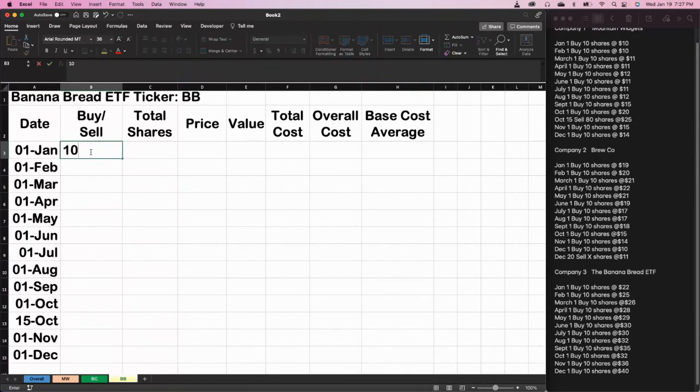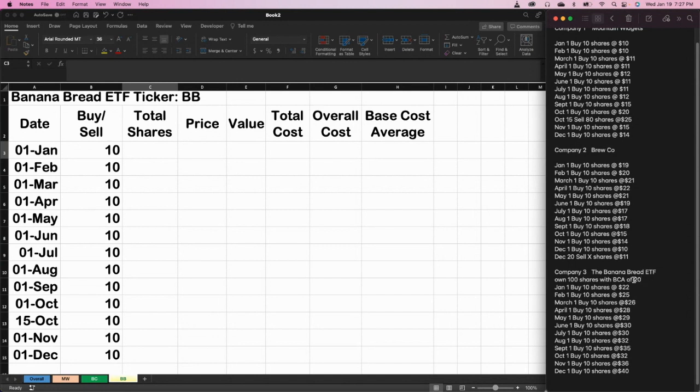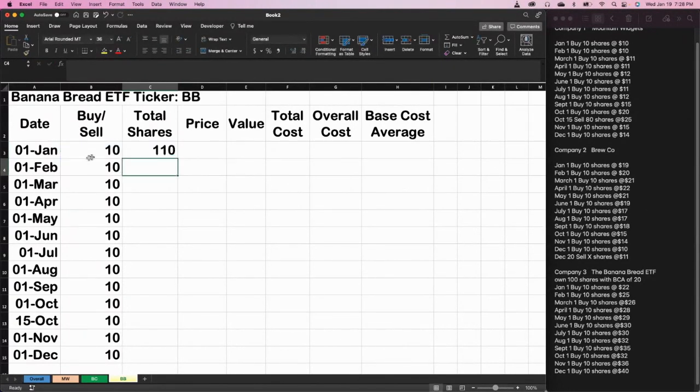We got our banana bread ETF. Well, first of all, let's buy our 10. Let's get our 10 for each of these months. We have a base cost average of $20 on 100 shares already. In this case, carrying over from the previous month, we would of course reference the cell, but we don't have it for this example. So we're just going to say our total shares is equal to 100, because that's where we're starting, plus this one. So that's 110. And in this one here, I'm going to do it once again, because we don't want to have that 100 added again, plus this one. So it gives us 120 shares.